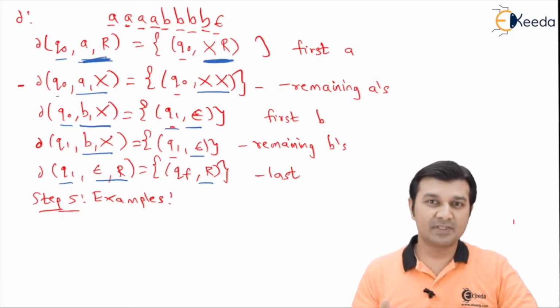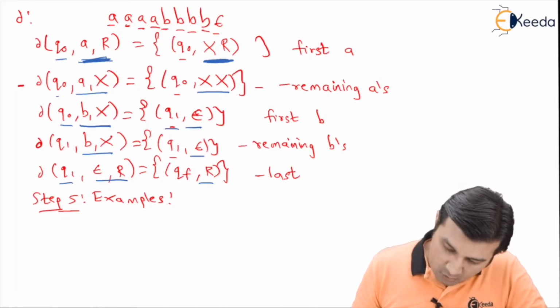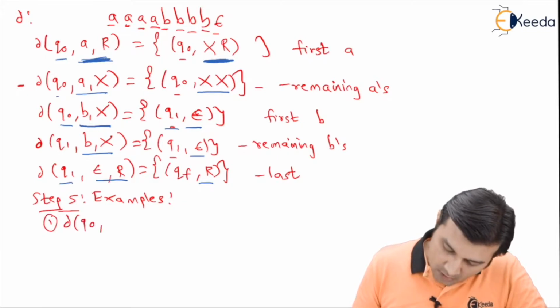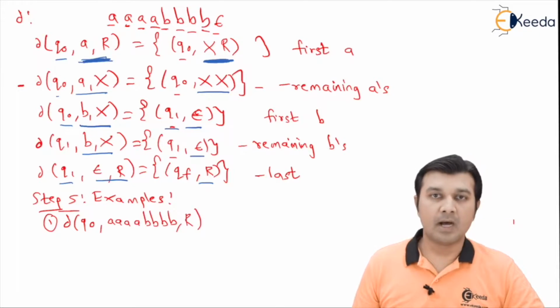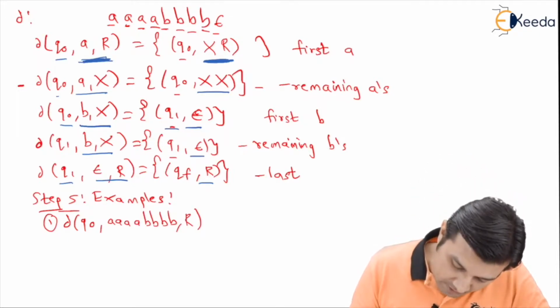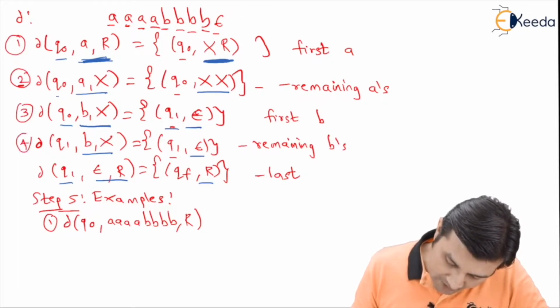Now that will actually help you understand why we are going for PDA. So let's consider the first example, 4a's followed by 4b's, as we did for this transition function. Currently I am in state Q0. So let me write the first example. I am in state Q0, the input is 4a's followed by 4b's, and the stack top is R. If I look into the transition function, let me label it 1, 2, 3, so that I can call out which one I am referring to.